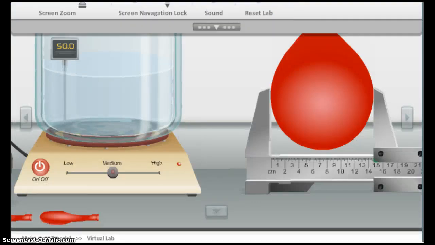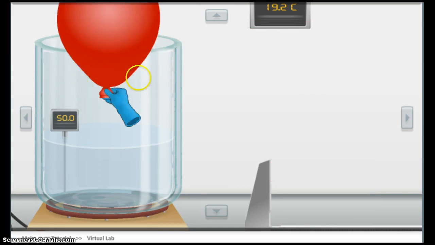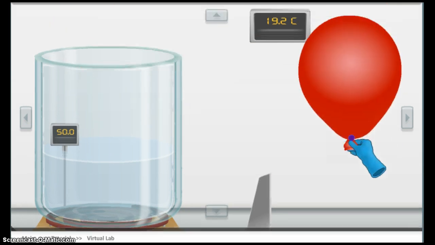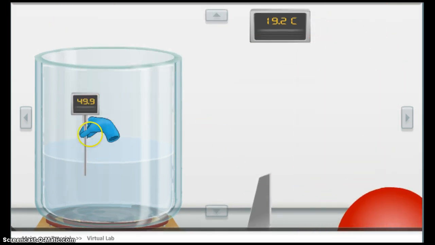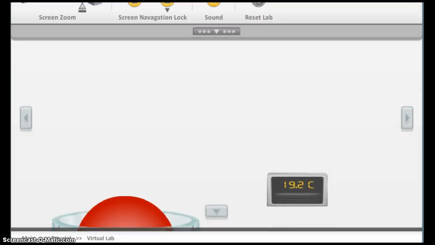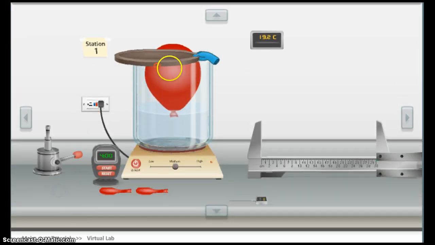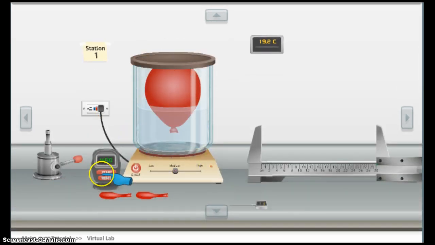Now let's think about what's going to happen. We are going to put the balloon in here, maybe, if it lets me. I think I have to take my thermometer out first. We're going to put the balloon in there. We're going to put the cover on and start the timer. Okay, so right now the water is 50 degrees. The air inside the balloon is 19 degrees.